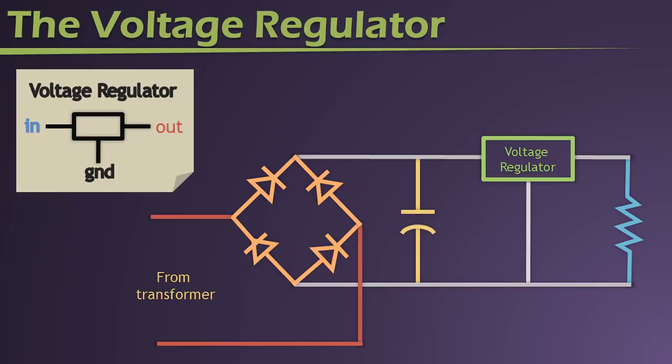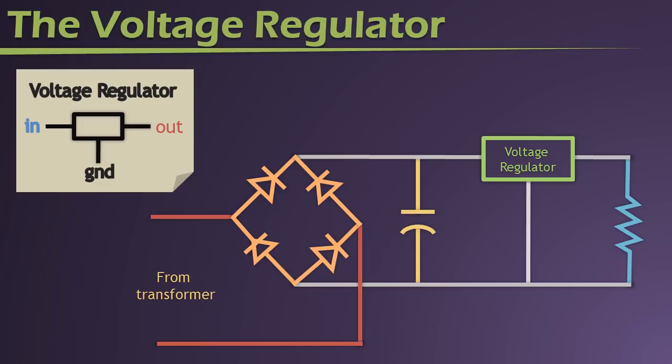Here's the voltage regulator placed in circuit. As you can see, it's a three-terminal device. You have an input pin here, an output pin here, and a pin that goes to ground. On the input, you of course apply your input voltage. On the output, you get a regulated constant voltage, and ground goes to ground. So you can buy voltage regulators in fixed values. You can buy a 5-volt regulator, or a 9-volt regulator, or a 12-volt regulator. Or you can buy an adjustable type regulator where you can adjust the output voltage using some external components.